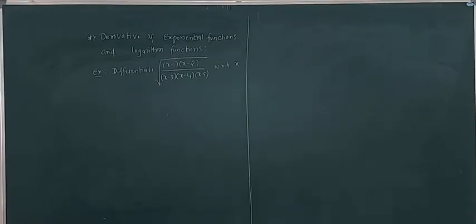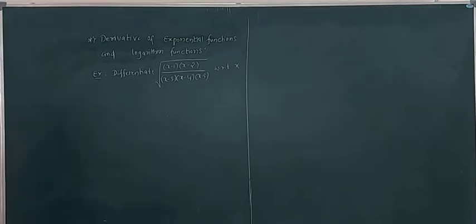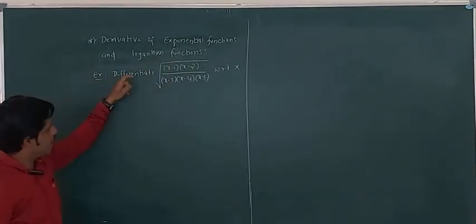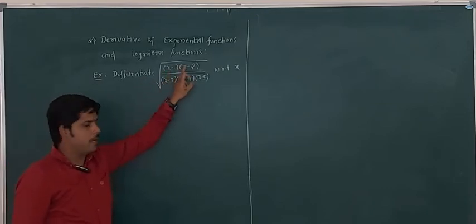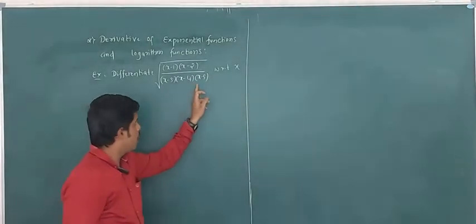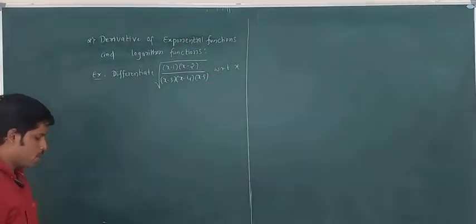So good morning. Today we will solve a few more examples on the derivative of an exponential function and a logarithmic function. Consider this example: differentiate square root of (x minus 1)(x minus 2) divided by (x minus 3)(x minus 4)(x minus 5) with respect to x.